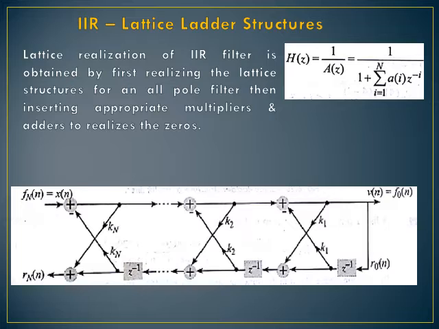IIR lattice ladder structure. The lattice realization of an IIR filter is obtained by first realizing the lattice structure for an all-pole filter, then inserting the appropriate multipliers and adders to realize the zeros. So here we'll be trying to analyze only the poles when considering lattice realization. For each of the k terms we draw two adders and one delay.